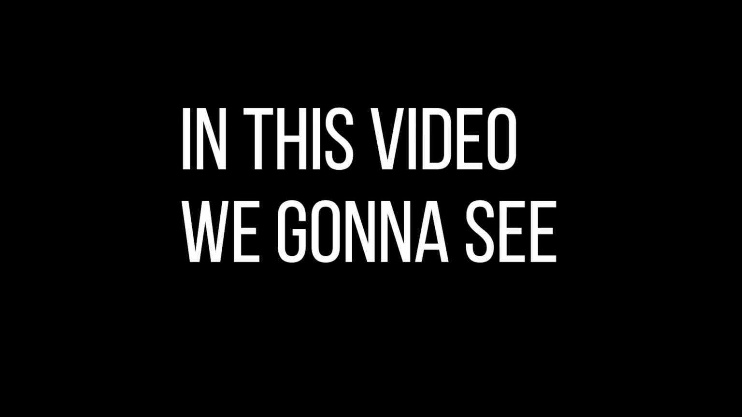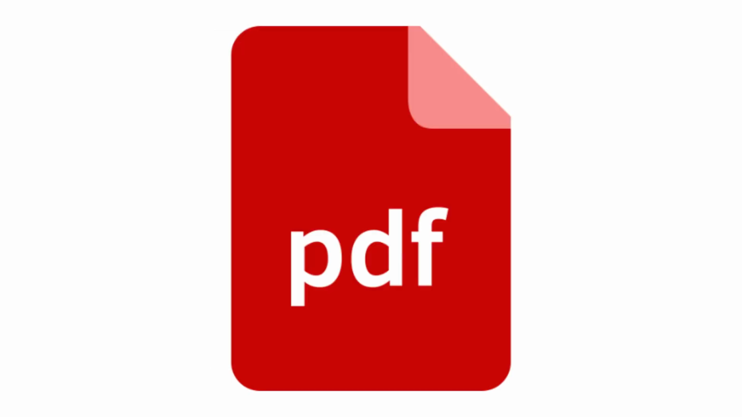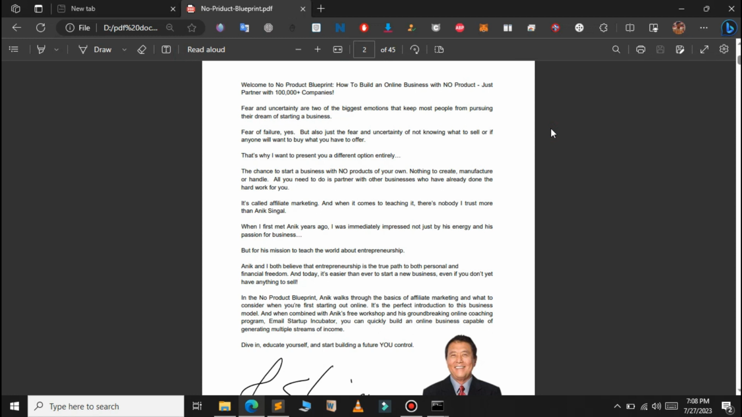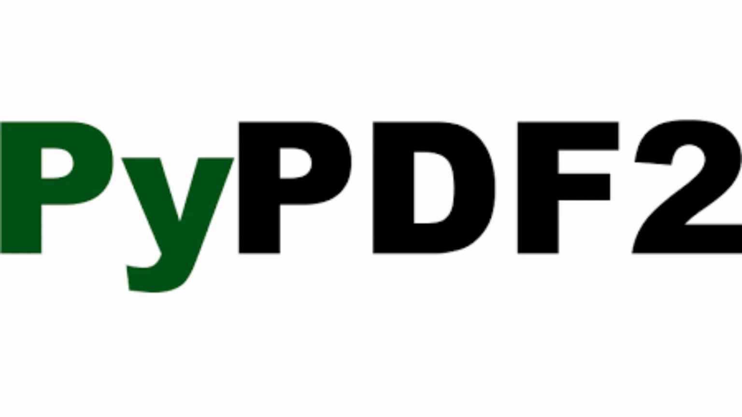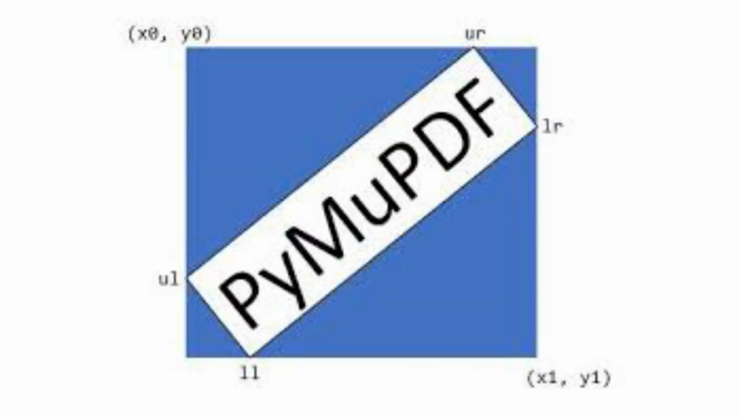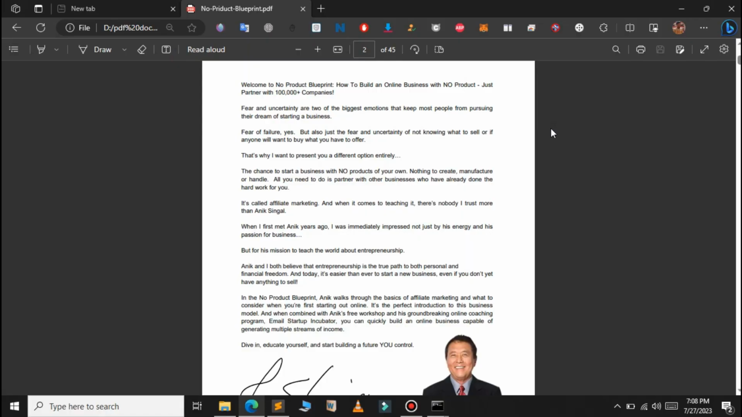In this video, we're going to see how to extract text from a PDF. To extract text from a PDF, we have two methods. One method is using the PyPDF2 Python library, and the next method is using the PyMuPDF library. We will discuss both methods in this video.